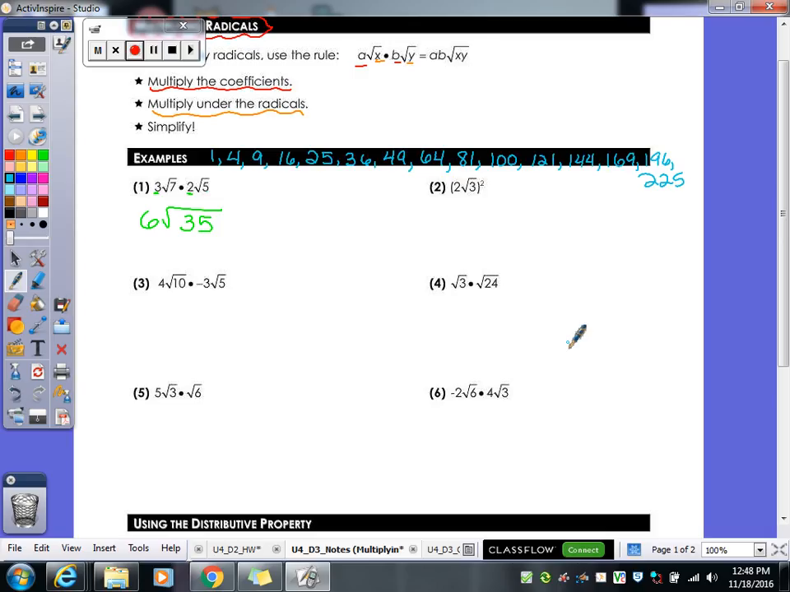So do any of those numbers go into 35? 1, but we never actually reduce it if it's only 1. So there's nothing else for us to do there. So we'll leave it as 6 radical 35.